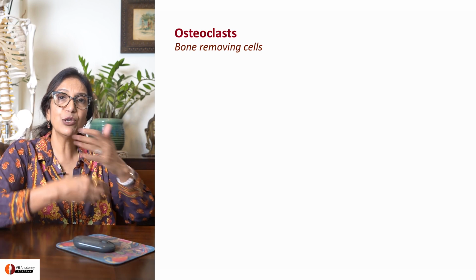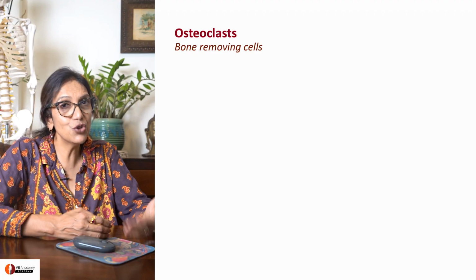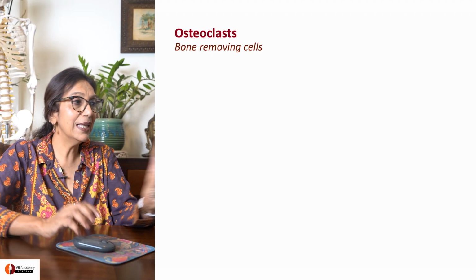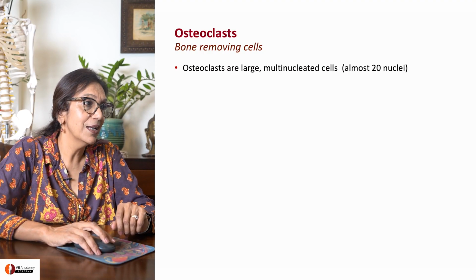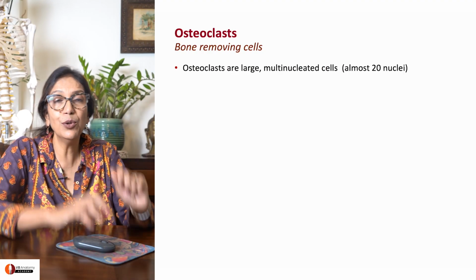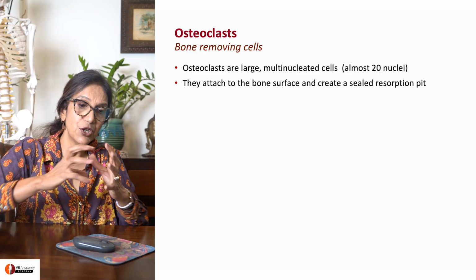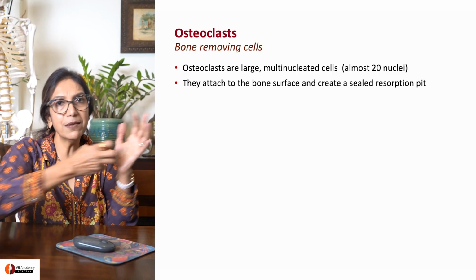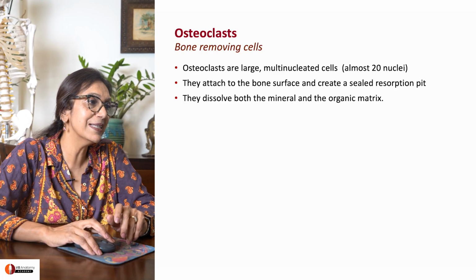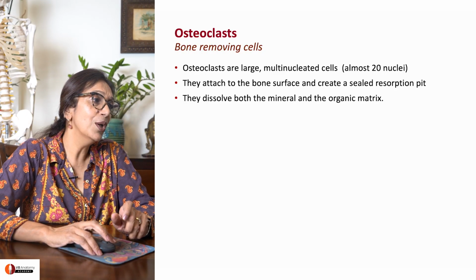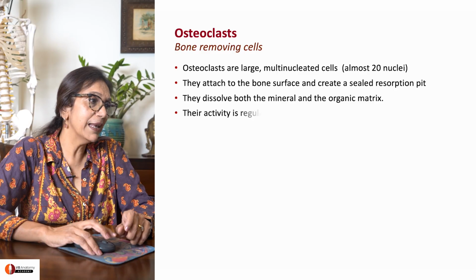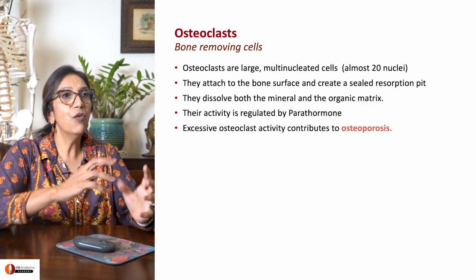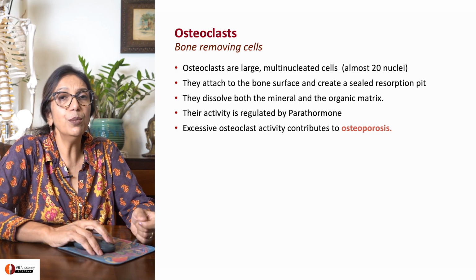Like I told you, bone is constantly changing. If it is going to change, somebody will produce, but somebody has to remove also. That removing is osteoclast. So osteoclasts are large multinucleated cells which are attaching to the bone surface. They literally go and get attached to the bone and begin to eat the bone. I'll show you how that happens. It's able to dissolve the mineral and the organic matrix under the influence of parathormone. What they result in is called osteoporosis.